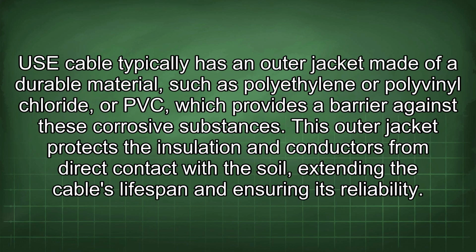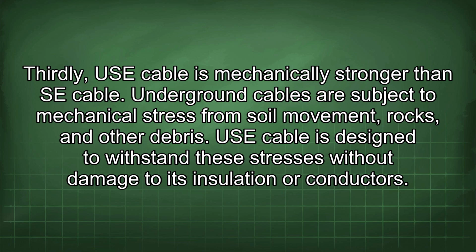USE cable typically has an outer jacket made of a durable material, such as polyethylene or polyvinyl chloride, or PVC, which provides a barrier against these corrosive substances. This outer jacket protects the insulation and conductors from direct contact with the soil, extending the cable's lifespan and ensuring its reliability.